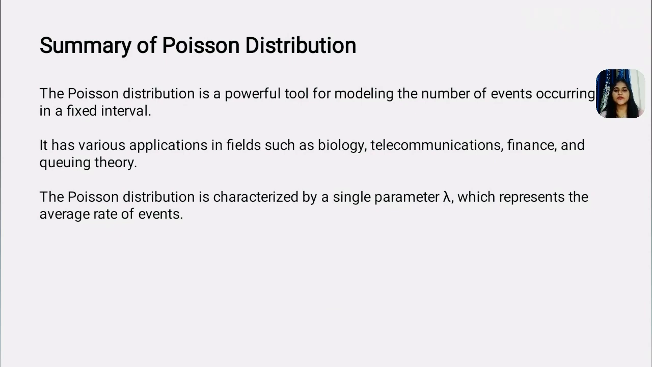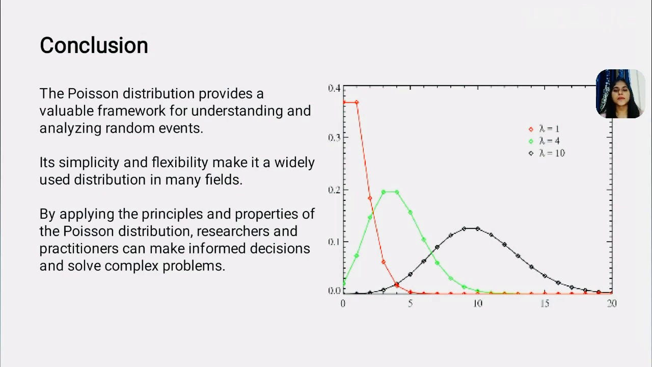Summary of Poisson distribution. The Poisson distribution is powerful for modeling the number of events occurring in a fixed interval. It has various applications in fields such as biology, telecommunications, finance, and queuing theory. The Poisson distribution is characterized by a single parameter lambda, which represents the average rate of events. The Poisson distribution provides a valuable framework for understanding and analyzing random events. Its simplicity and flexibility make it a widely used distribution in many fields. By applying the principles and properties of the Poisson distribution, researchers and practitioners can make informed decisions and solve complex problems.